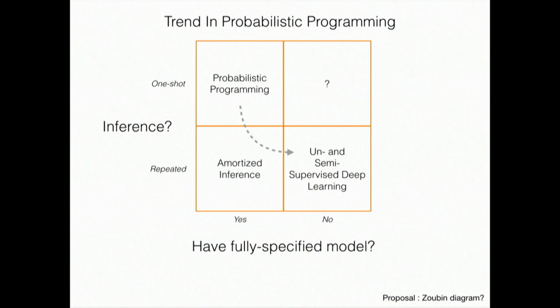Since then there has been a really interesting trend in probabilistic programming, and I think Josh has said it better than I could possibly say it, that the stuff that's been going on since then has basically taken us from the upper left of this corner.